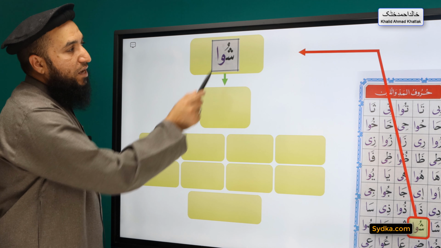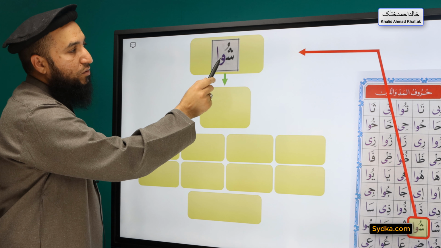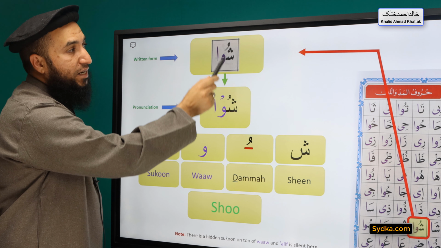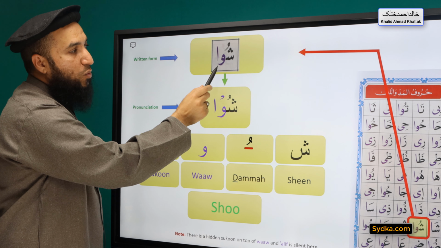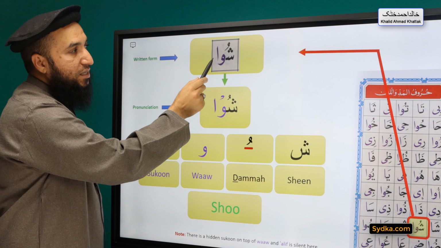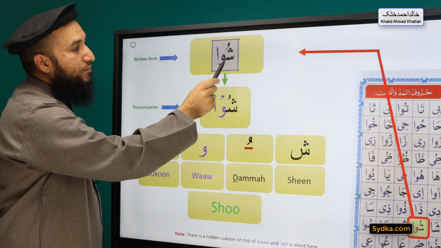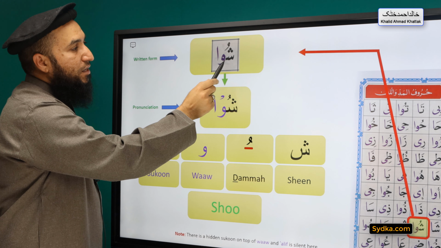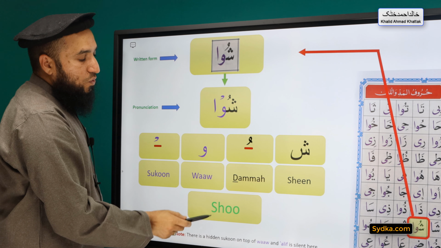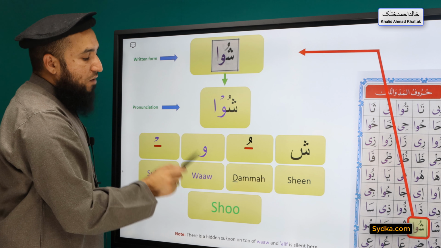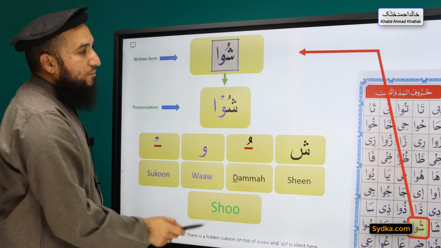The next syllable we have is Sheen Dhamma Waw Sukoon. Sheen is a light letter, it has Dhamma on top of it, it is followed by Waw. Waw has hidden Sukoon, and this Alif is silent. Sheen Dhamma Waw Sukoon Shu.